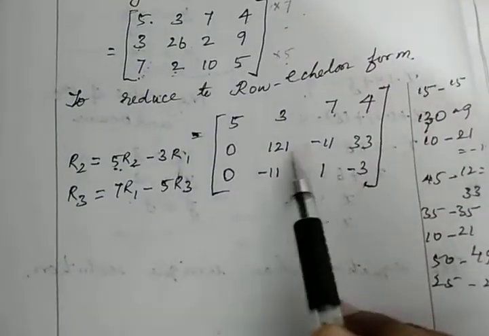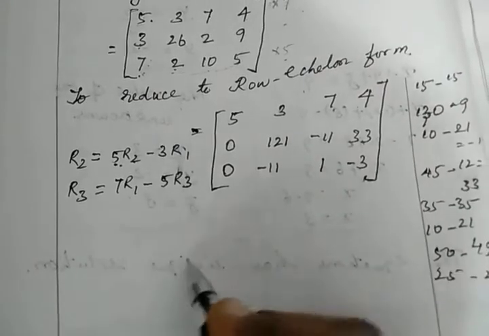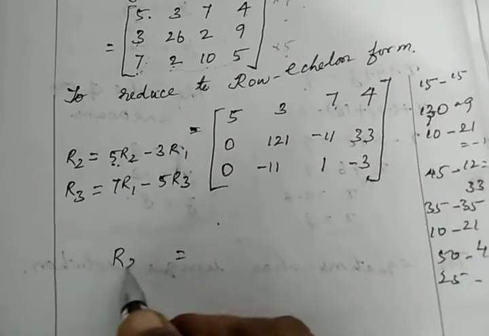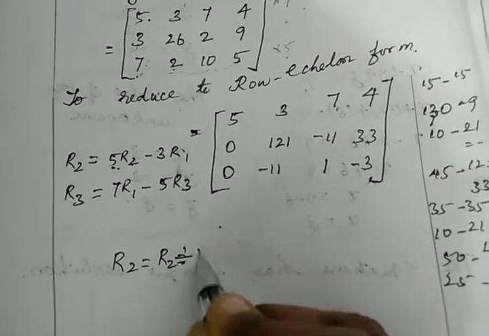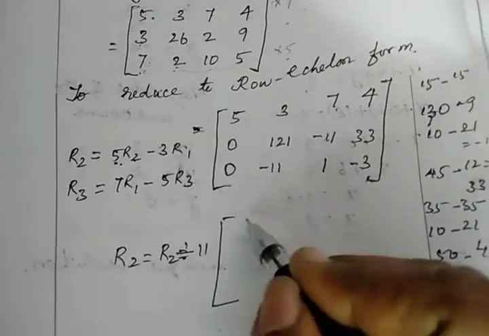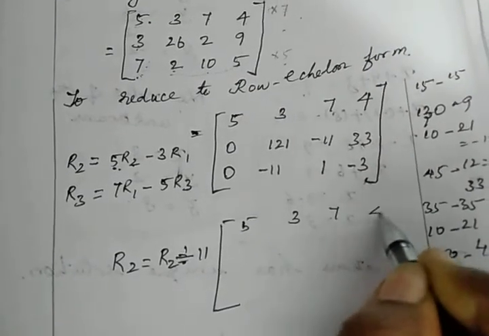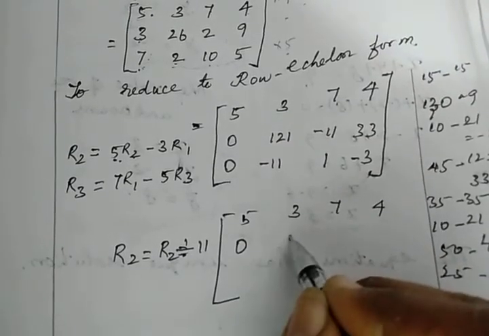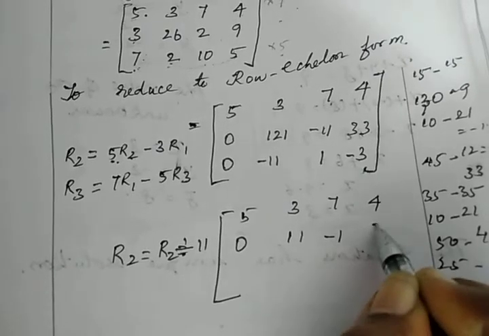Now you can see here the second row consists of multiples of 11. So you can simplify it by dividing row 2 by 11. R2 divided by 11. Row 1 you will get as such 5, 3, 7, 4. If you divide row 2 by 11, 121 by 11 is 11, 11 by 11 is 1, 33 by 11 is 3.